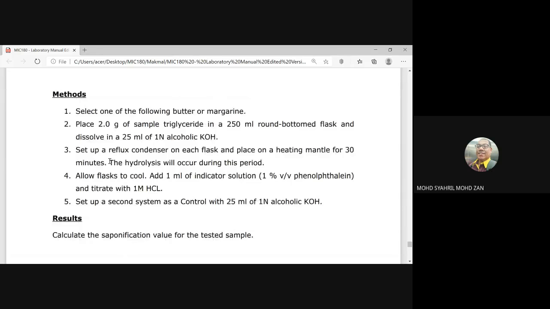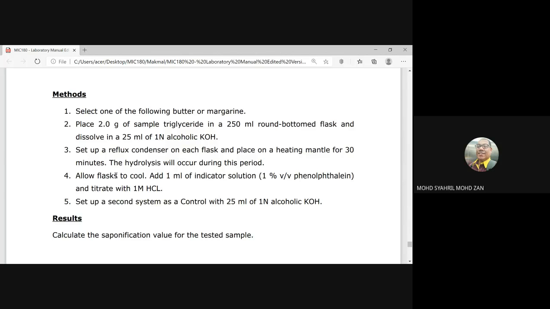Then you have to set up the reflux condenser. After finishing the briefing, I will show you the saponification method, so you can see what the reflux condenser is all about from that video. I will record it for you. Place each flask on the heating mantle for 30 minutes. The hydrolysis will occur during this period.